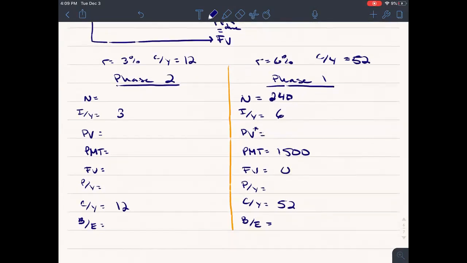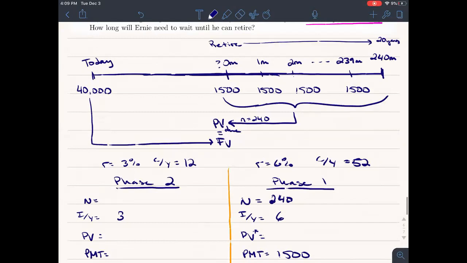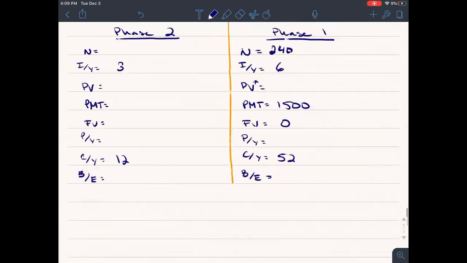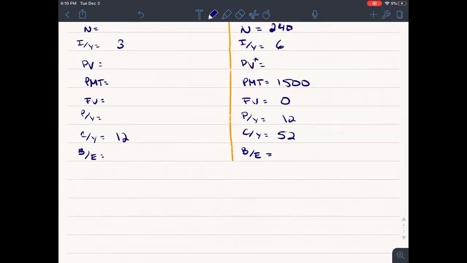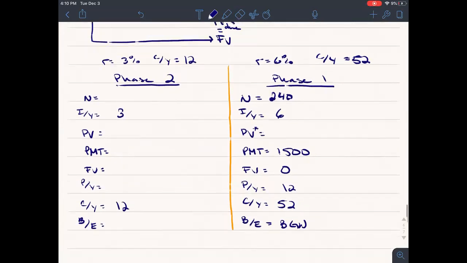Once that's all gone, we have a 0 future value. And the number of payments per year, we've got monthly payments, so it's 12. And we do need to make sure that we're in begin mode, or else our answers will be just slightly off, right? Off by 1 month of interest. So very tiny, but still off.